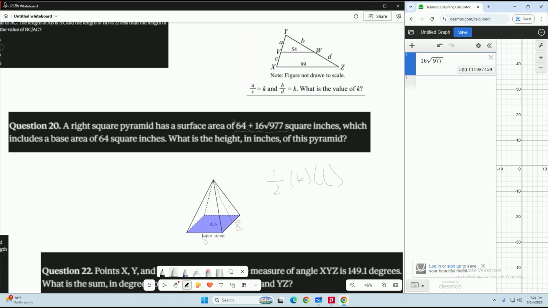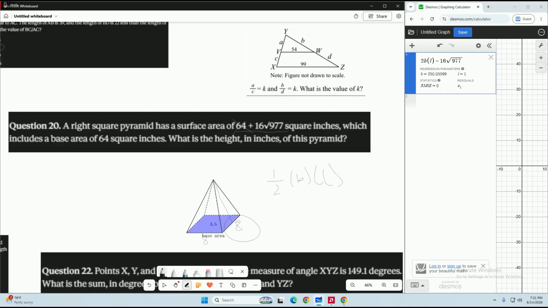So that's 1/2 BL times 4. So that's what I'm going to do here. I'm going to do 1/2 B times L and then I'm multiplying all that by 4. And just notice if I multiply this by 4, then the 4 and 1/2 will cancel. So we're saying 2BL is approximately 16 square root 977, and the side length of the base is 8, right?